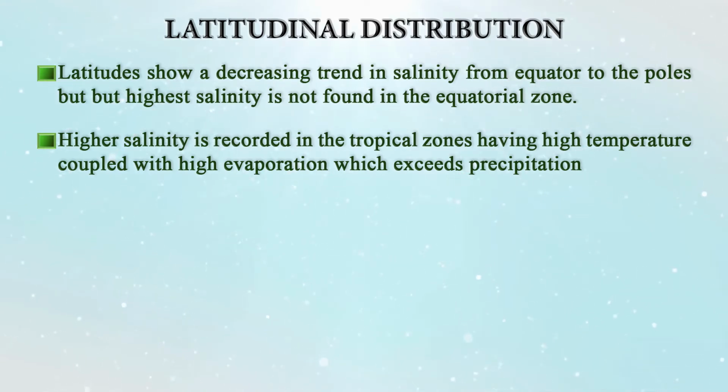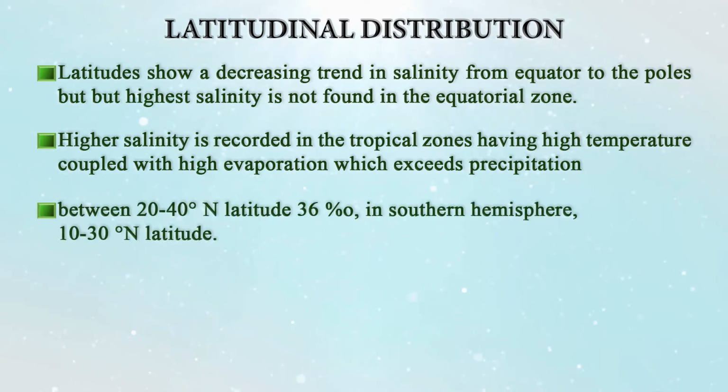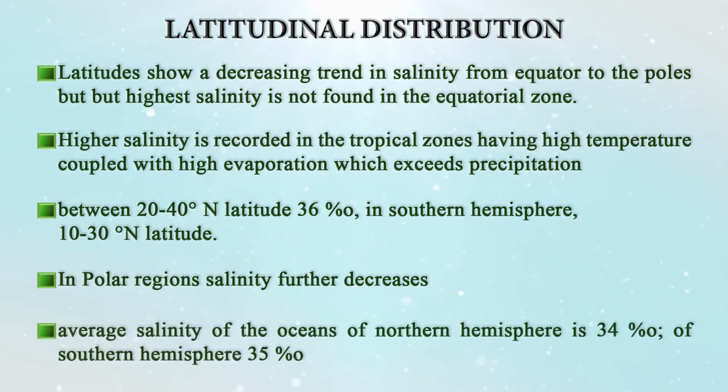When we see the latitudinal distribution between 20 to 40 degree latitudes in the northern hemisphere, salinity reaches about 36 per thousand. In polar regions, there is a further decrease in salinity just because of precipitation in the form of snowfall, which increases the amount of fresh water content in the ocean. So, salinity is decreased. Average salinity of the oceans of the northern hemisphere is 34 per thousand and of the southern hemisphere is 35 per thousand.